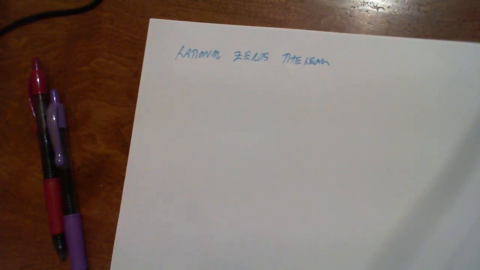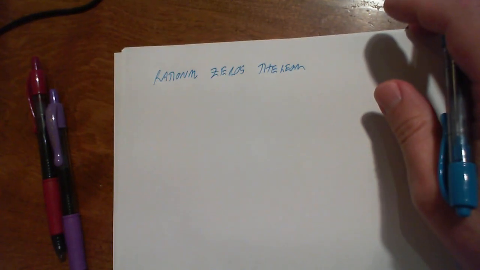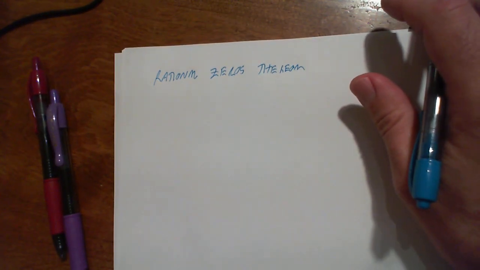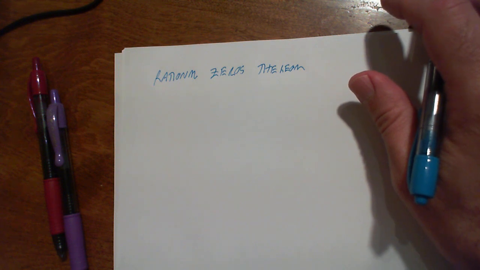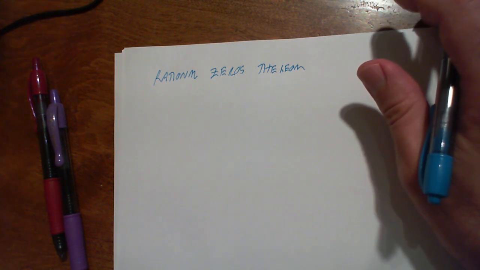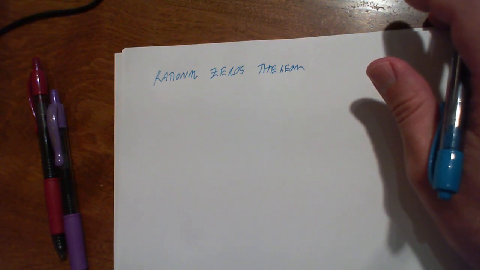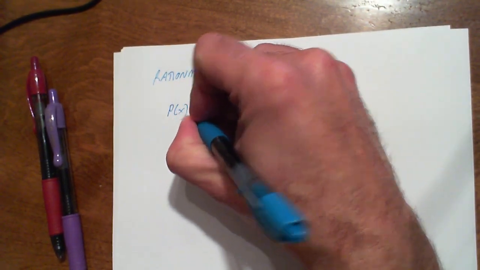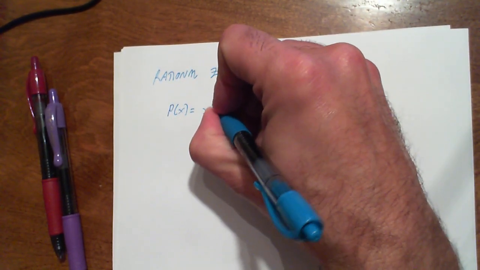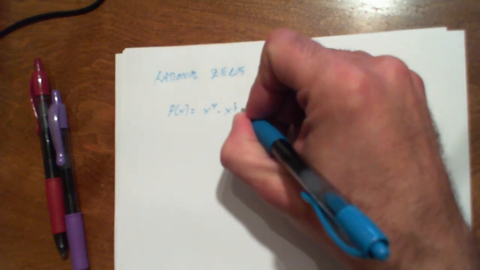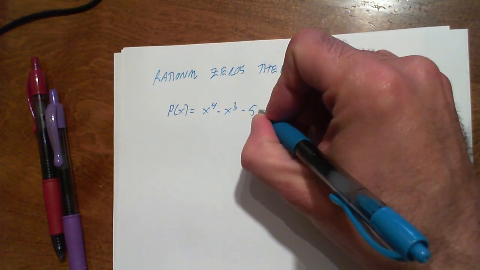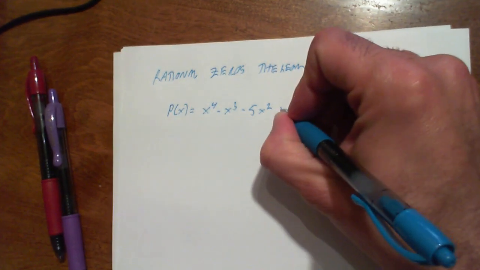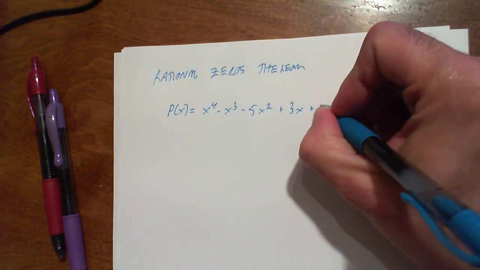Okay, rational zeros theorem. If you remember, we use the rational zeros theorem to factor polynomials that we don't know how to factor with our standard factoring skills, like for example quadratics. So we're going to have different degrees. For example, this was from last time I saw you guys: P of x equals x to the fourth minus x to the third minus 5x squared plus 3x plus 6.